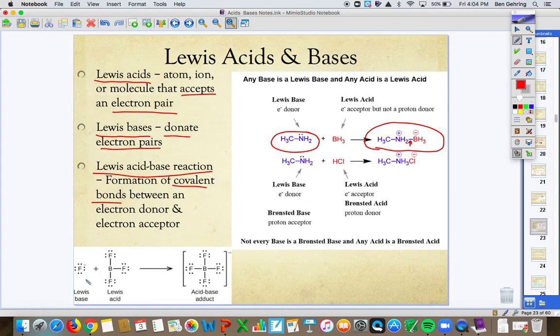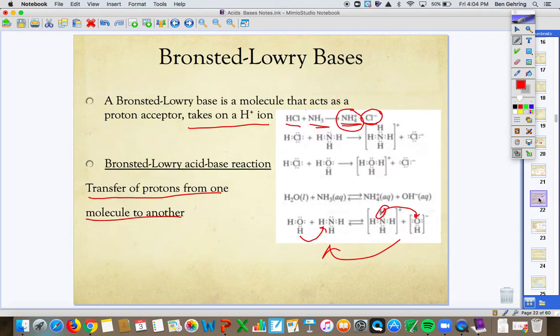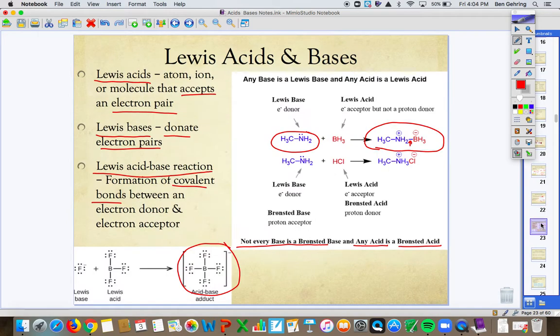We can also have a fluoride ion added to bromine trifluoride to produce our product over here, which is again held together by covalent bonds. In terms of acids and bases, anything that's classified as an acid is a Bronsted-Lowry acid. Not every base is going to be a Bronsted base because remember, your Bronsted-Lowry bases were hydrogen acceptors. So every acid is going to be a hydrogen donor, a proton donor, but not every base is going to be a hydrogen acceptor.